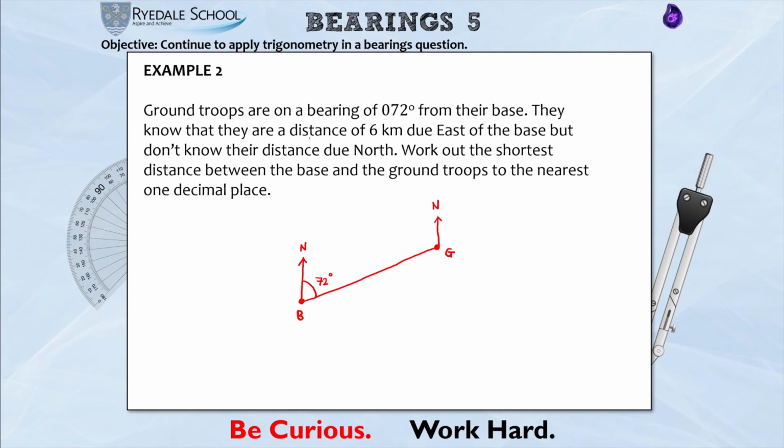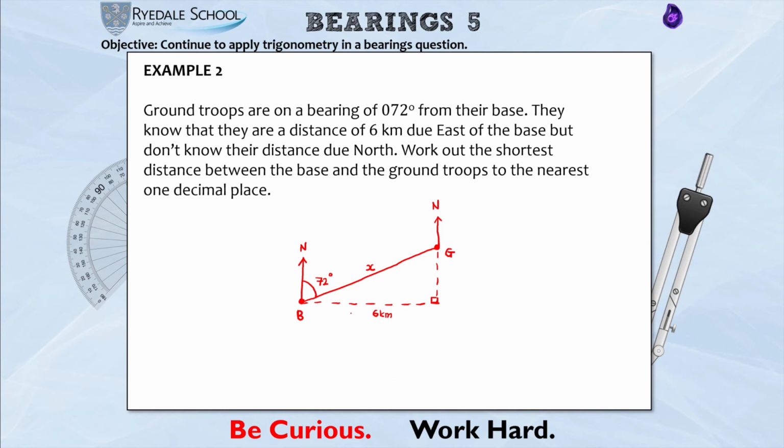It says they know they are a distance 6 kilometers due east from their base. Well, there's that 6 kilometers. But don't know their distance due north. That is that measurement there. It says work out the shortest distance between the base and the ground troops. So we're working out this distance here.